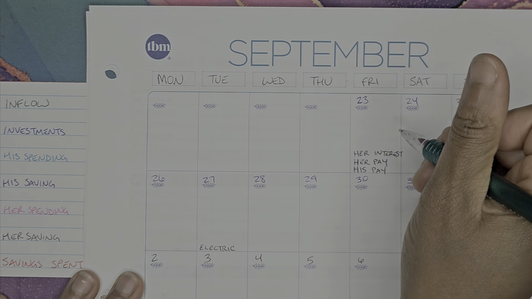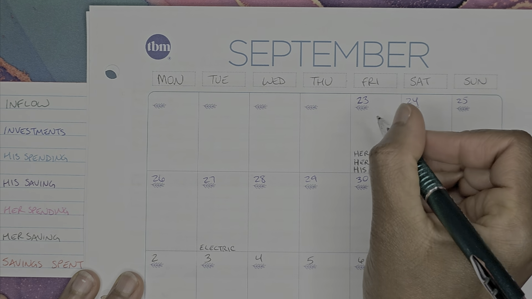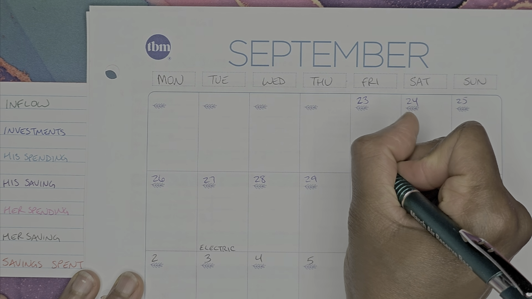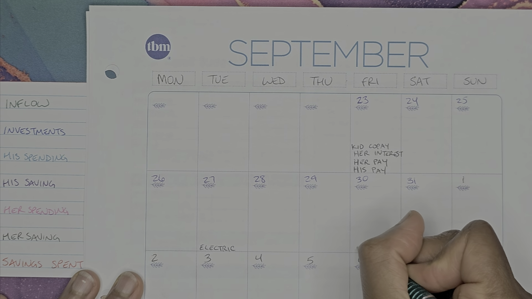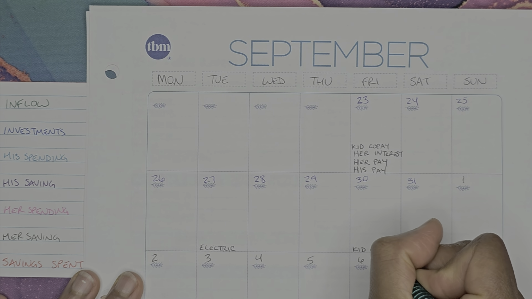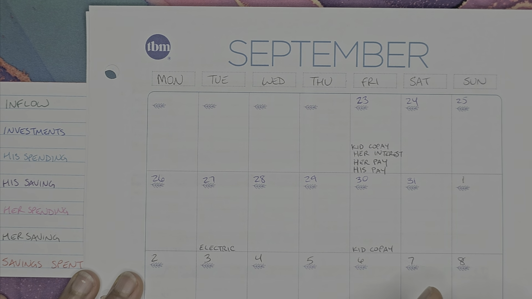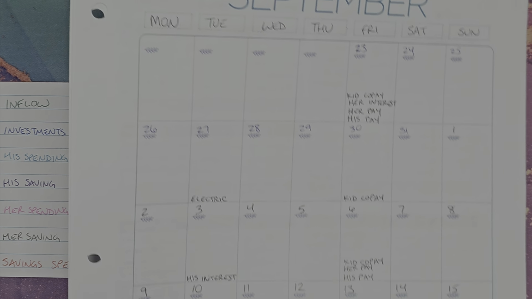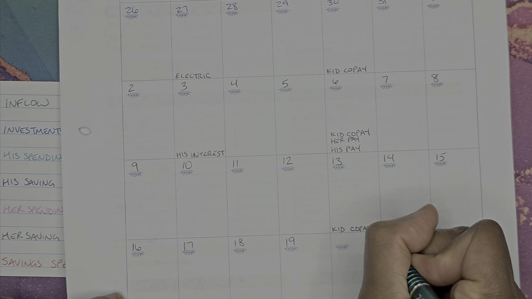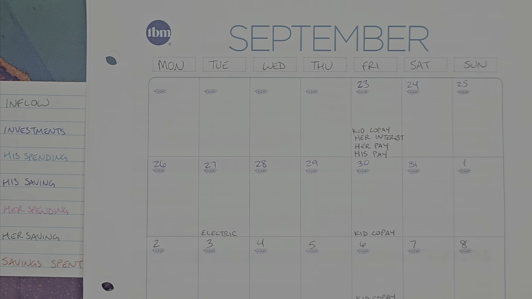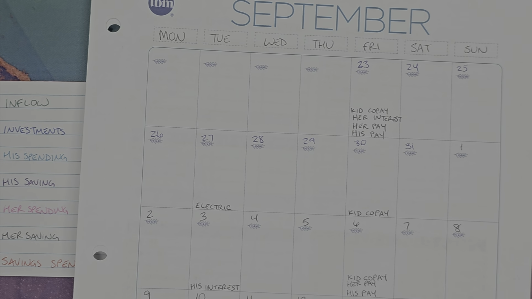Oh, actually no. Let's put in the kid copays. That's ongoing. That's every week. Every Friday he pays the kids copay. Oh, I guess you can't see that. Okay, kid copay. Okay, so there's that, and we got the electric bill in there.